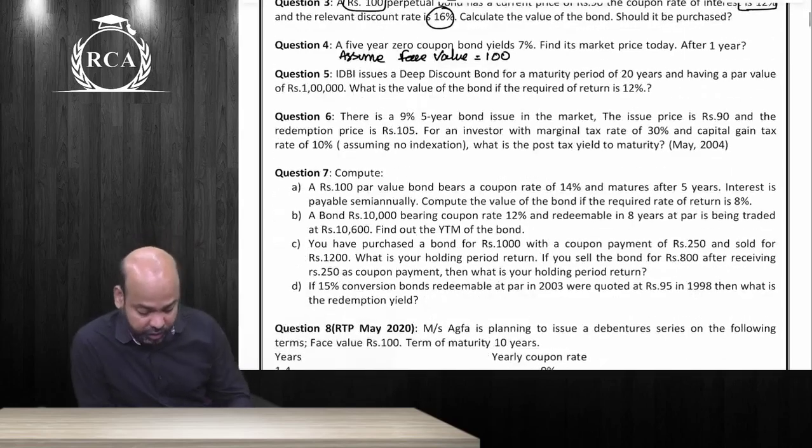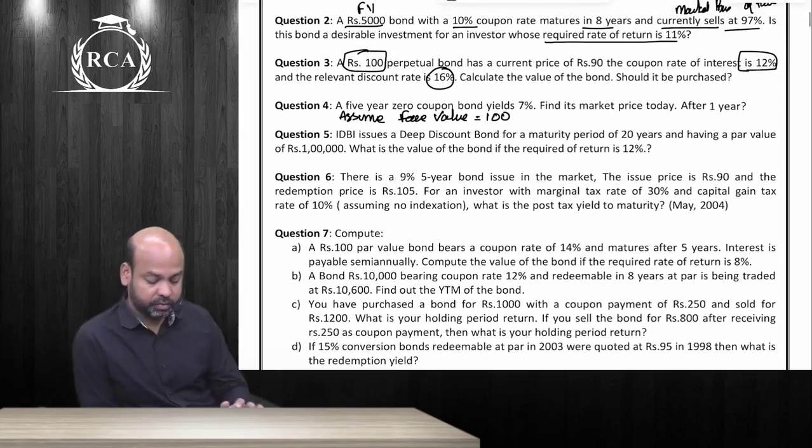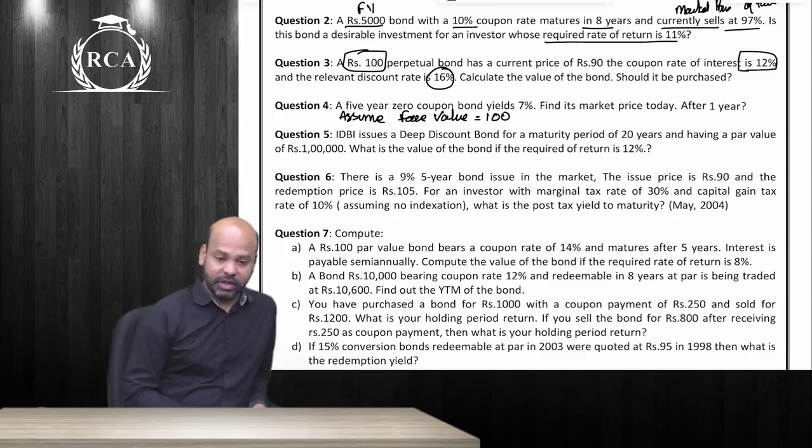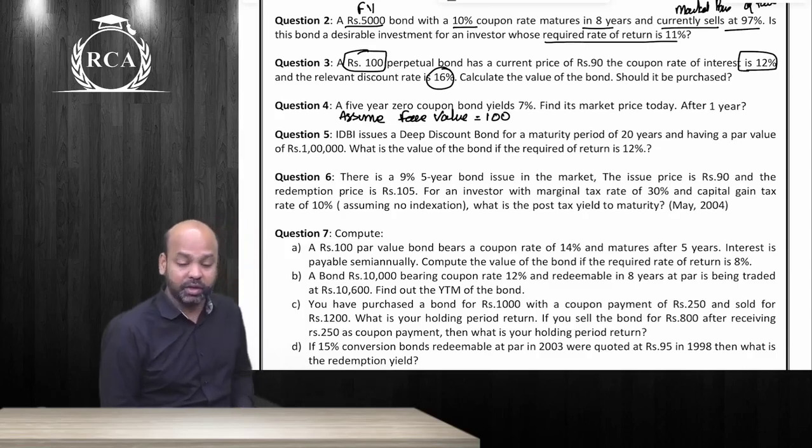After the fifth, we'll solve the seventh question. First, all of you finish the fifth one, guys. Discount the cash flow directly for a period of 20 years.